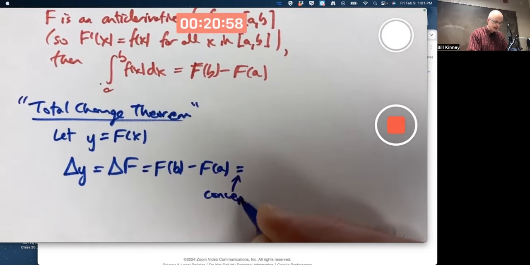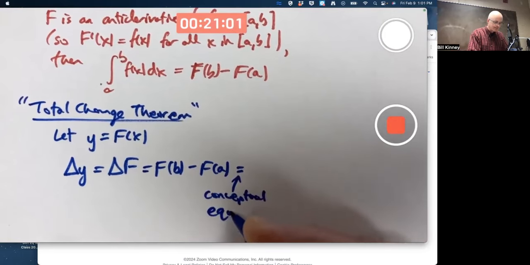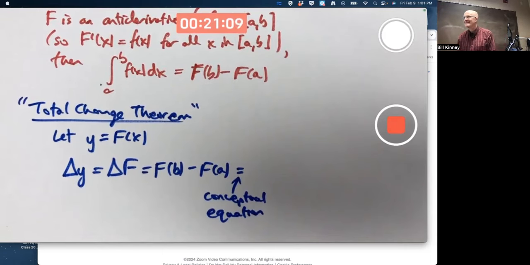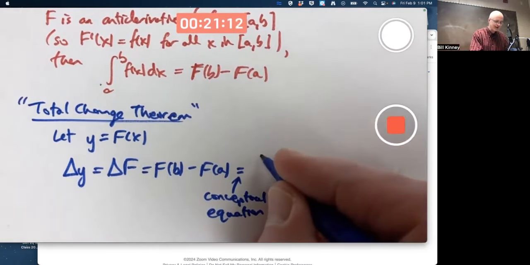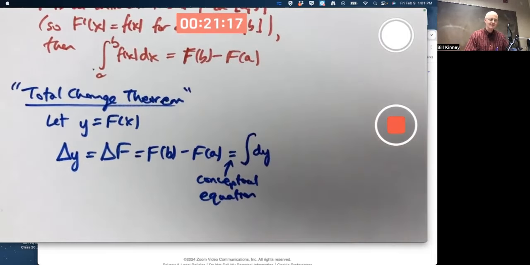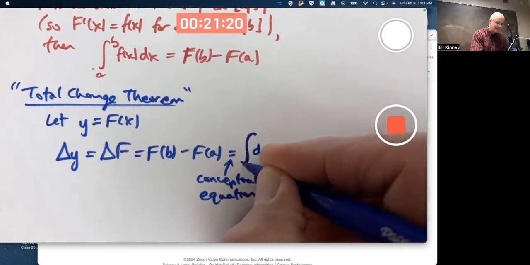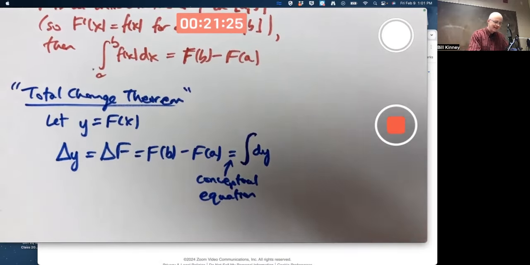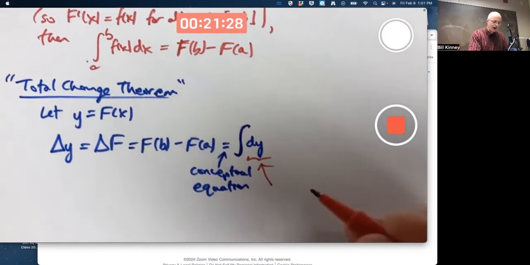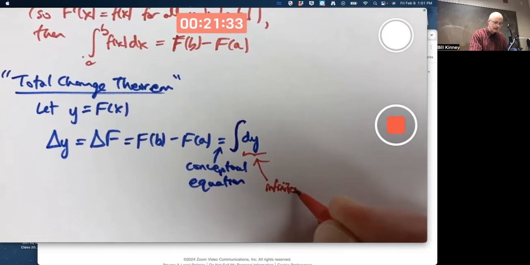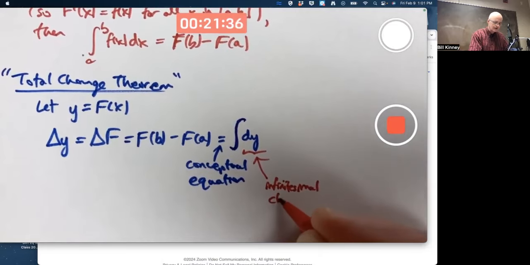Here's one of those conceptual equations we talked about last time. It's not a literal equals. It's more of an idea. To find the total change in the function, add up the little changes. Integrate means add the little infinitesimal changes. The dy represents infinitesimal changes.